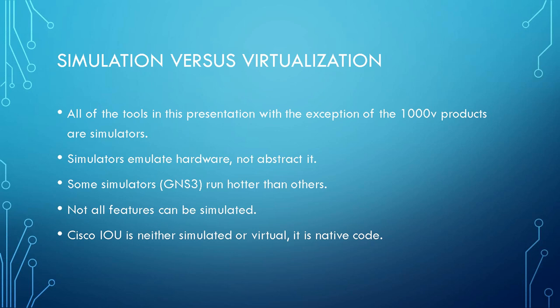There's a third category here as well. When we talk about Cisco IOS on Unix, it is actually native code that runs on Solaris. So it's neither simulated nor virtual, and it'll run just like any other user-level process on a Unix or Linux operating system.